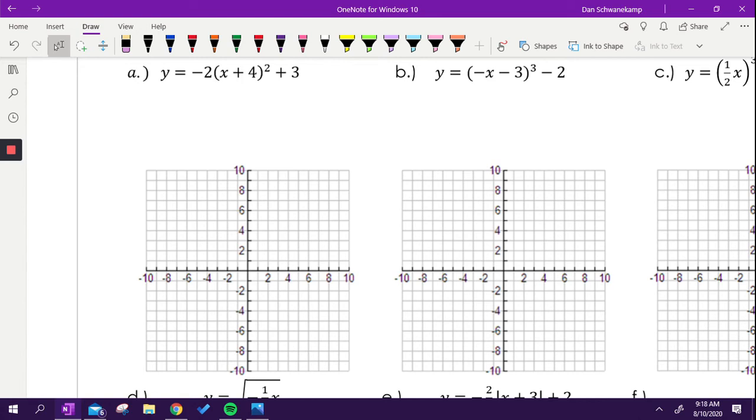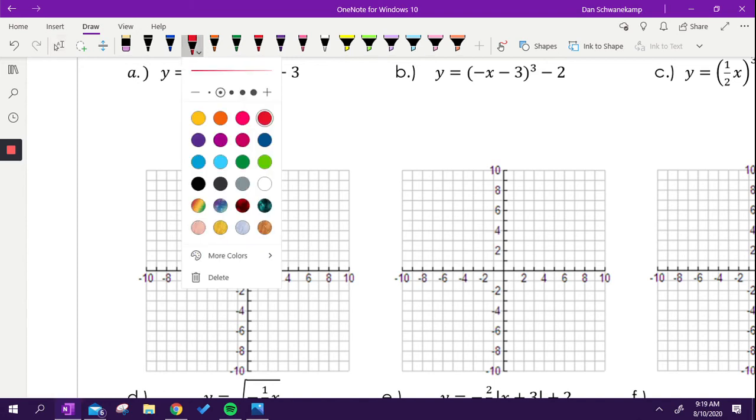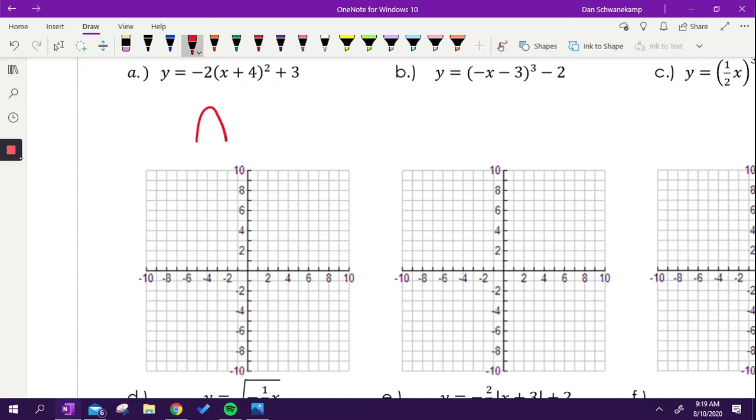Point. Which direction is that +4 going to take your graph? The +4 is going to take my graph left. Point. That +3 is tagged on the end. Which way is that +3 going to take me? Up 3. Cool. I've done this. I did the negative. I did all that. All I have left is a 2. The 2, it's in front. It's going to stretch me vertically.